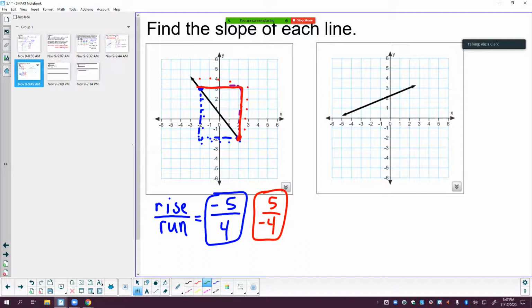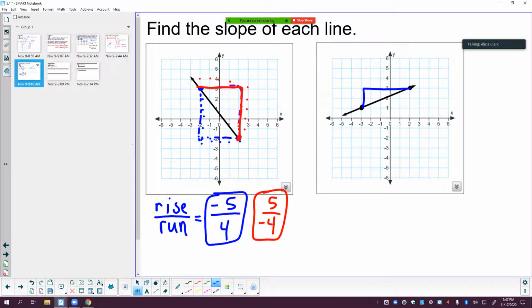Now, for the second one here, again, I'm looking on my line to find a place where it crosses one of these grid marks. So it crosses right here. There's another one right here that it crosses. I'm just following the line and looking at where it crosses. Then I'm going to count my rise over run to see how I get from one to the other.